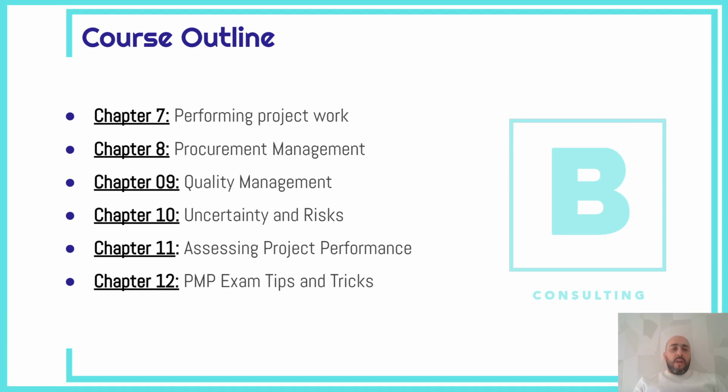Chapter 7, how to perform the project work, conduct the meetings, transfer the knowledge, etc. Chapter 8 is about managing procurements and contracts. Chapter 9 is about delivering products and deliverables and the expected quality, and understanding any gaps and how to fix them. Chapter 10 is about dealing with risks and responding to them, whether they're positive or negative risks. Chapter 11 is about assessing the project and business performance. And chapter 12 is general tips and tricks for the PMP exam.